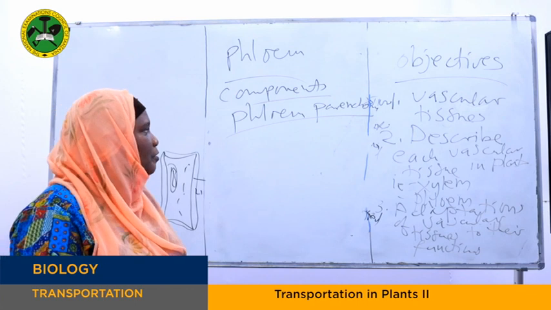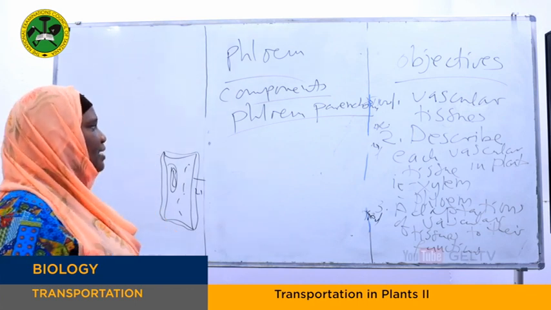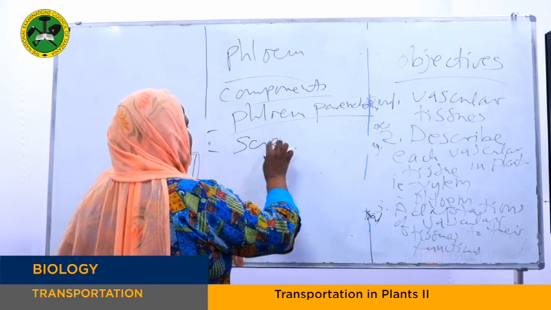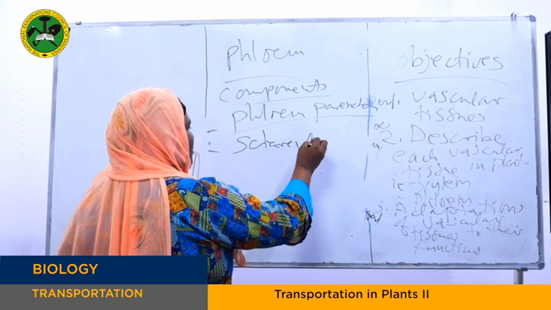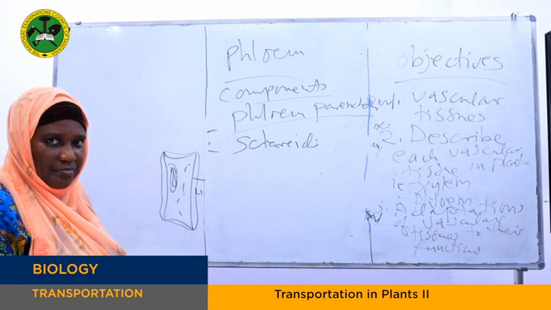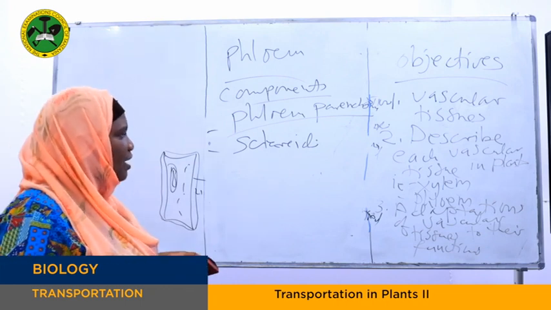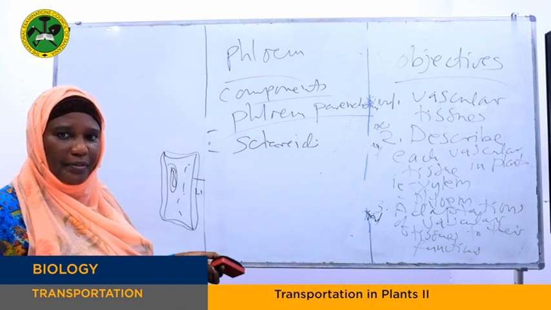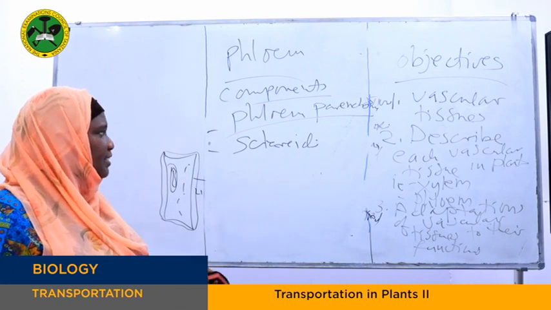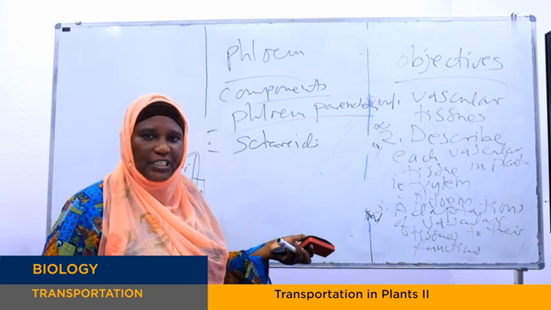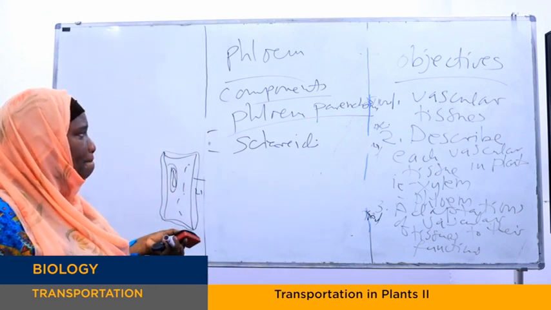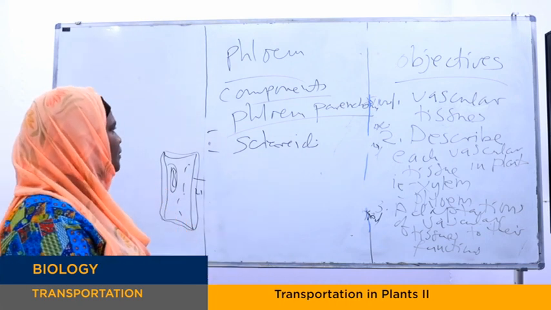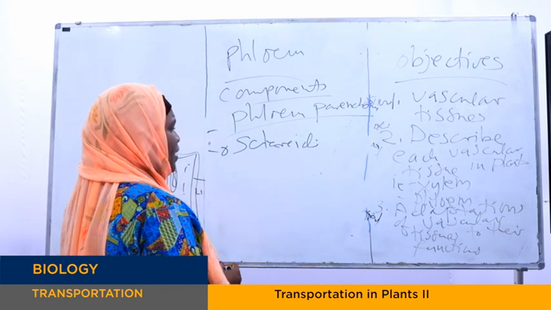Apart from phloem parenchyma, we said that there are also sclerids. Sclerids are thin, slender structures. They are dead at maturity. They are lignified. They confer support to the phloem. They also provide support. And then we go to the last one.